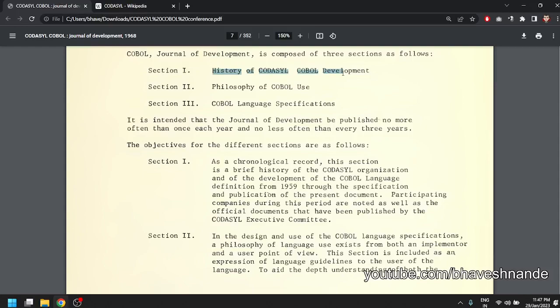So first section is History of CODASYL COBOL Development. What they are saying on the history is that this is a chronological record. This section is a brief history of the CODASYL organization and the development of the COBOL language definition from 1959 through the specification and publication of the present document. So it lists down all the changes till 1968, I think, yeah, 68, when the document was prepared. Participating companies during this period are noted, as well as the official documents that have been published by the CODASYL Executive Committee.